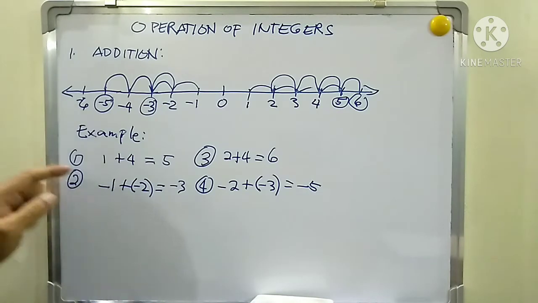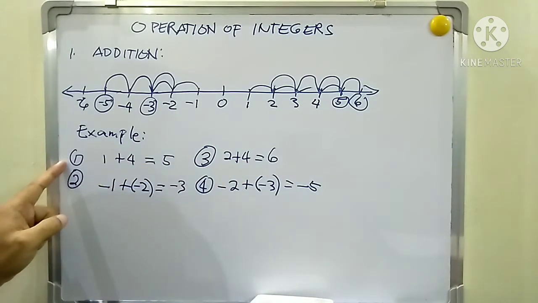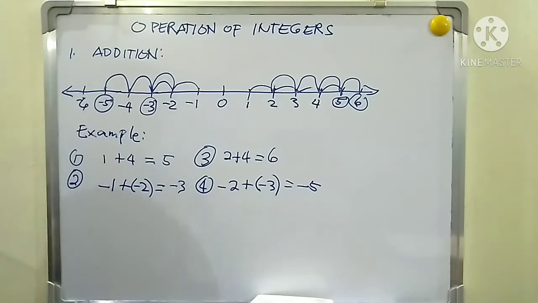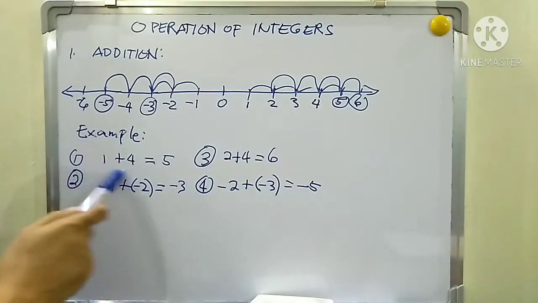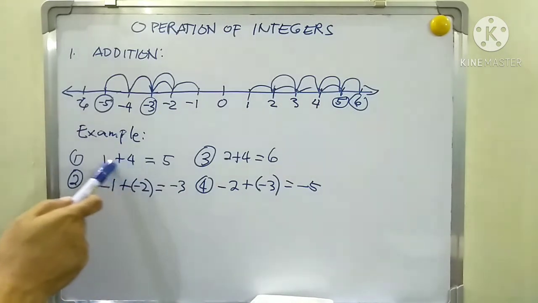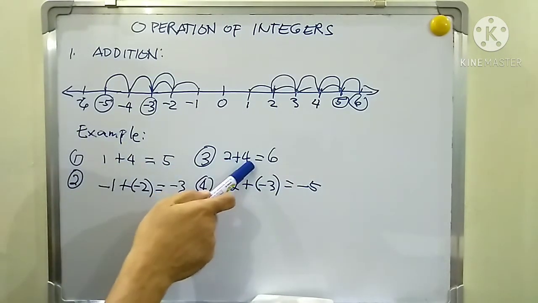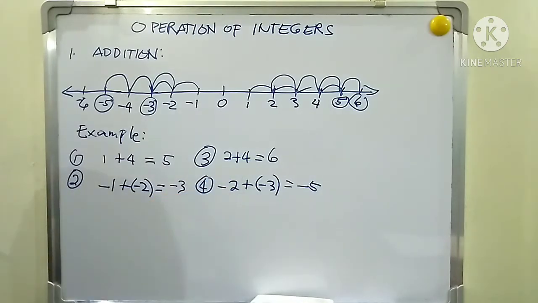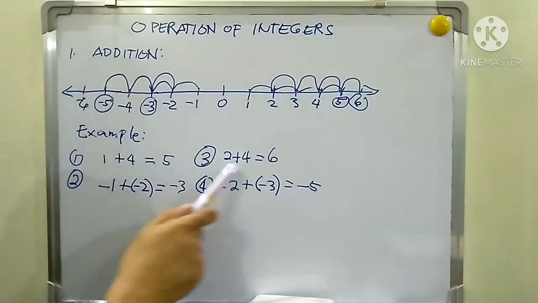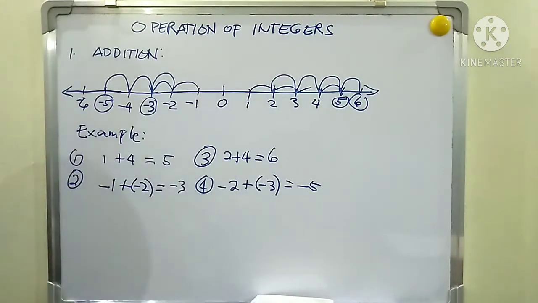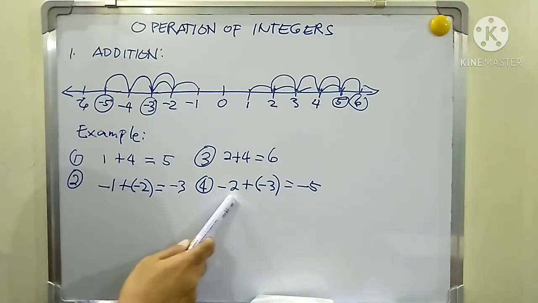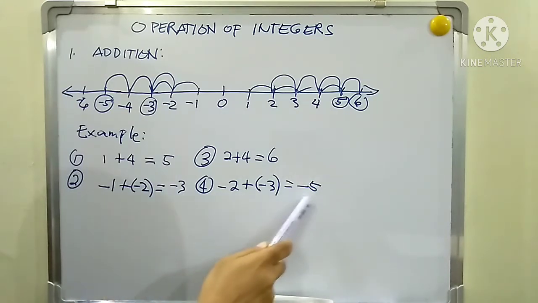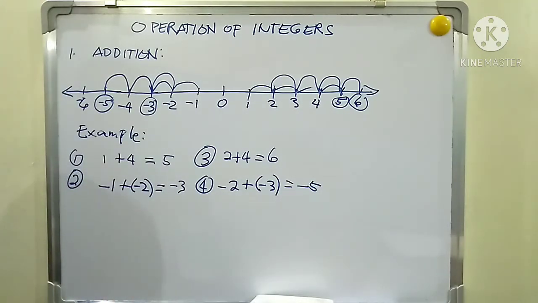Now let us see the pattern we see on example 1 and 3. For examples 1 and 3, we have two numbers, two addends that are both positive, and our answer is also positive. On example 2 and example 4, our two addends are both negative, and our answer is also negative.